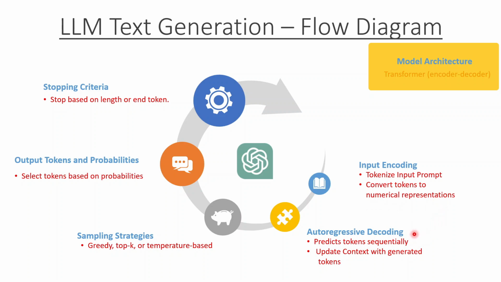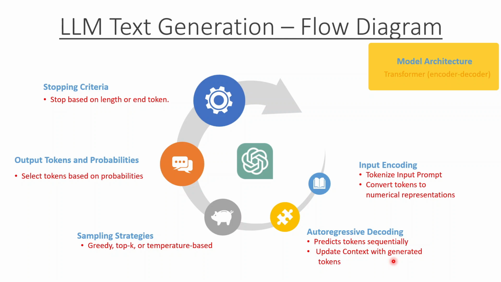The second one, autoregressive decoding. The LLM generates text autoregressively, meaning it predicts one token at a time based on the context, previously generated tokens. The initial context is the encoded representation of the input prompt. For each decoding step, the model takes that context and predicts the next token's probability distribution. The token with the highest probability becomes the next output token. The context is updated by appending the newly generated token, and the process repeats until a stopping condition is met.